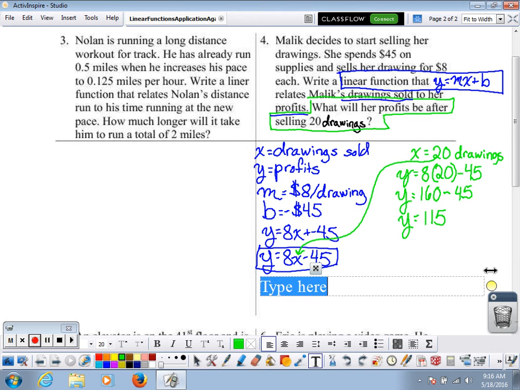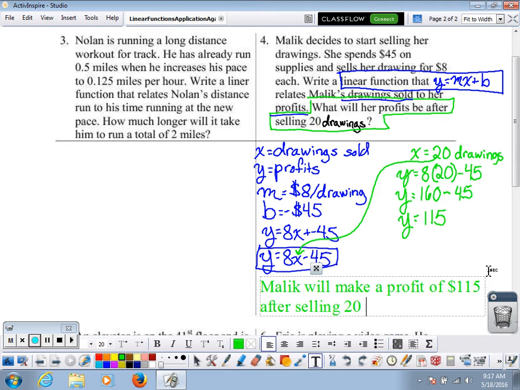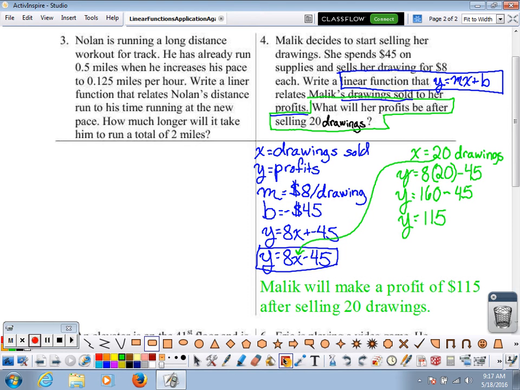Now we need a complete sentence. Malek will make a profit of $115 after selling 20 drawings. Okay, now think. Does this seem reasonable? She sells 20 drawings at $8 a piece minus the 45 she spent on supplies. Does that seem reasonable? Seems pretty good.